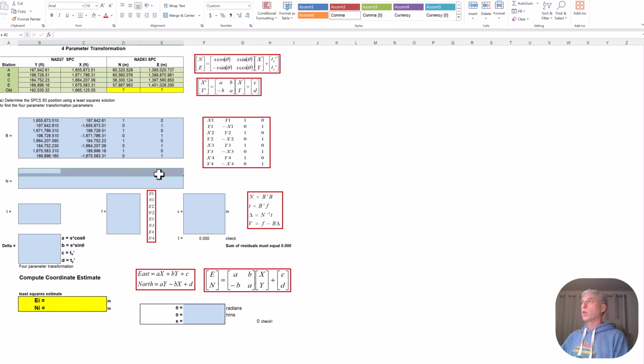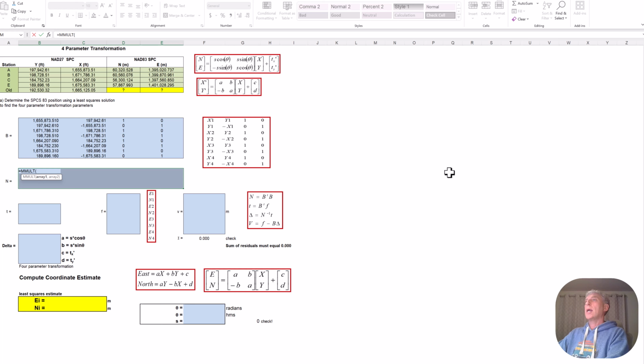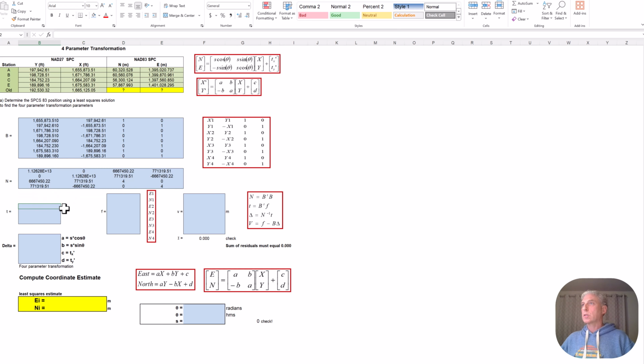So first I come up with my N matrix, which is B transpose B. It's a multiplication. Highlight all the cells in the matrix and go equals MMULT. Then I have to transpose my B matrix, so I go transpose, highlight my B matrix, close my parentheses, comma. I'm going to multiply the transpose by the matrix itself, so I highlight the same matrix and close my parentheses, and boom, there's my N matrix. Excel makes things so easy and practical to do.